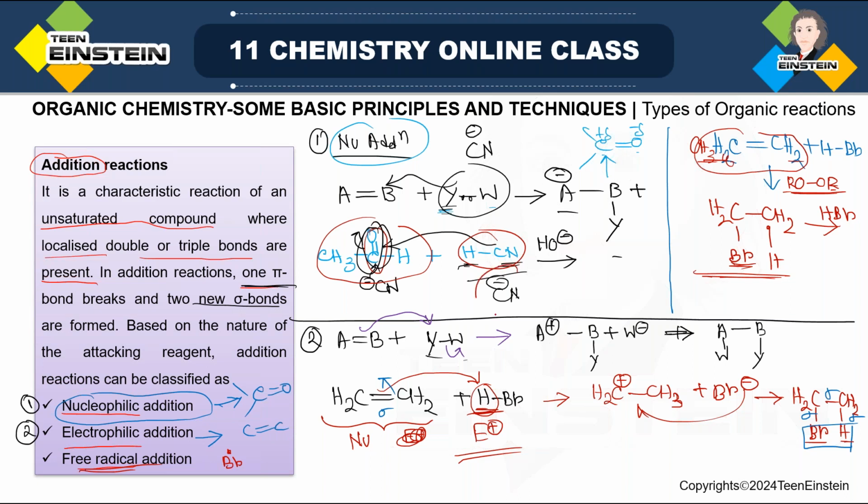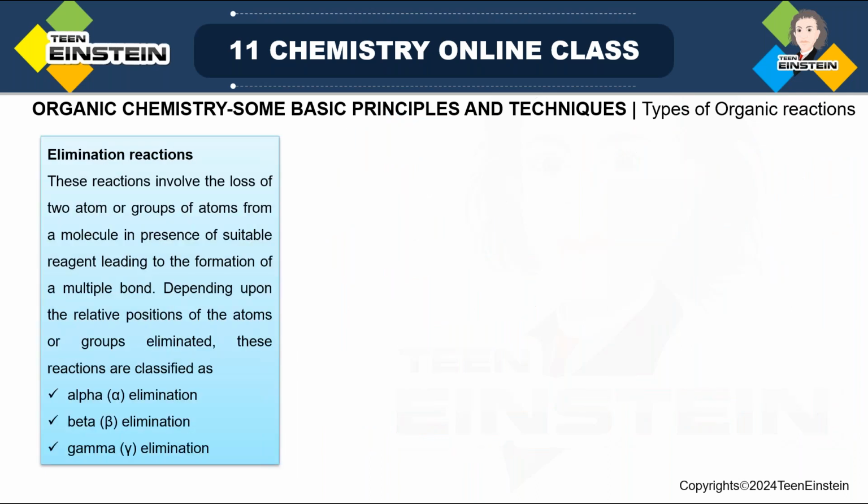So the first example we have seen is where the nucleophile is CN minus. Then an electrophilic addition example where H plus is the electrophile. And the last example where Br dot is the free radical reagent. Okay. So this is the second type of organic reactions. Substitution done, addition done. Now we will move to the third one.